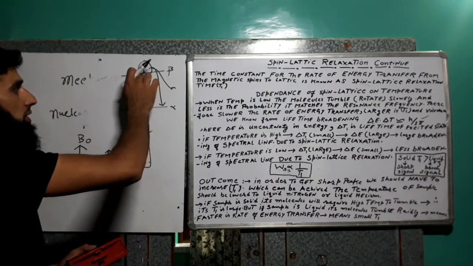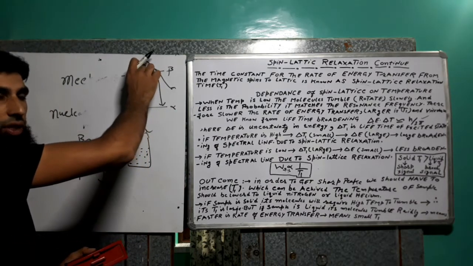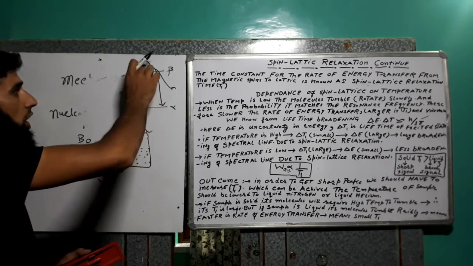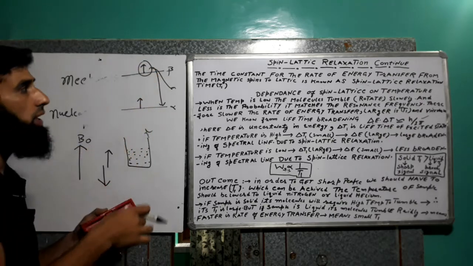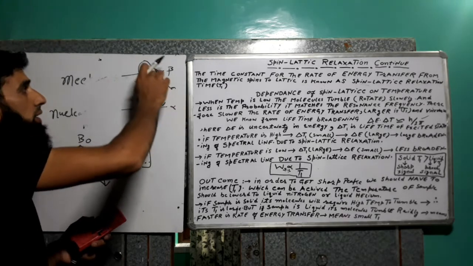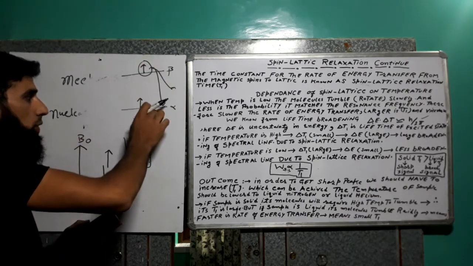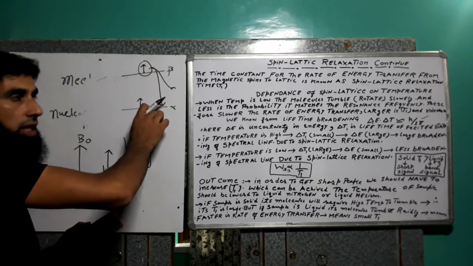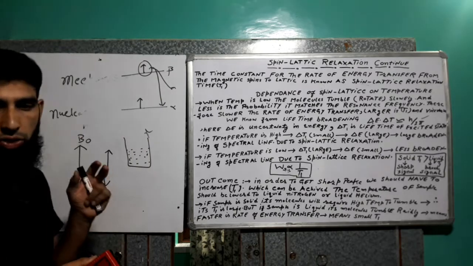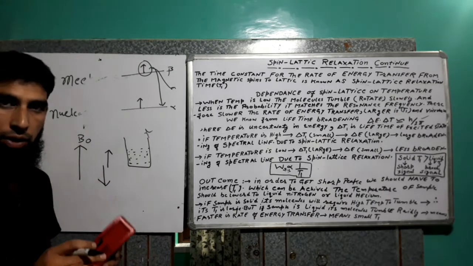Suppose this is a higher energy spin state, and this is a lower energy spin state. How much time will this spin state require to impart its energy to the lattice, and itself go into the lower energy state? How much time will the whole process require? This is known as spin lattice relaxation time.